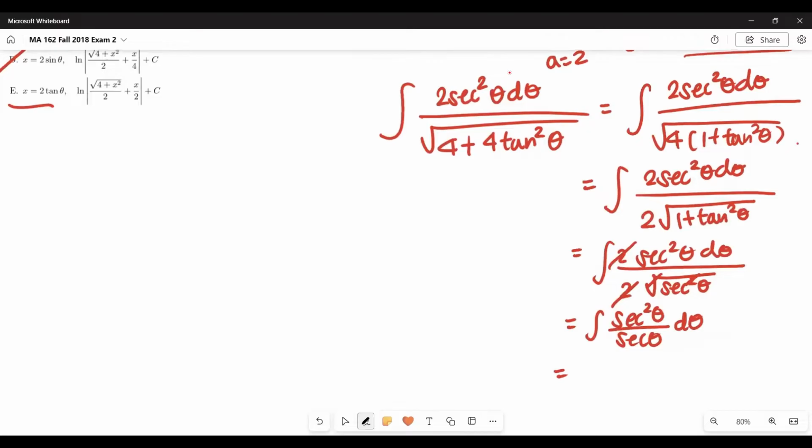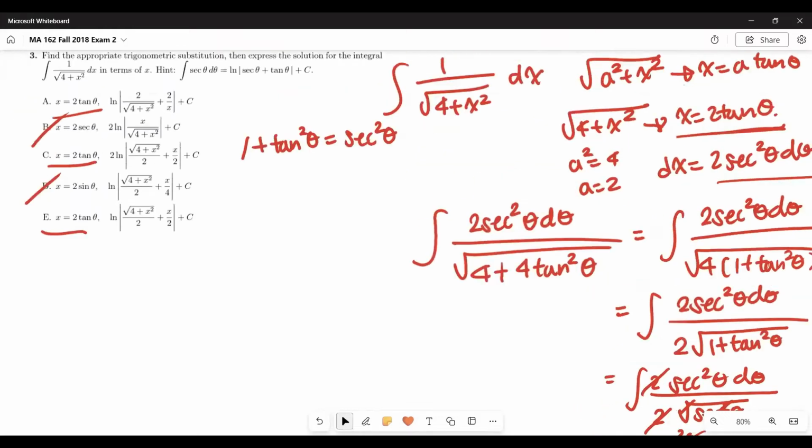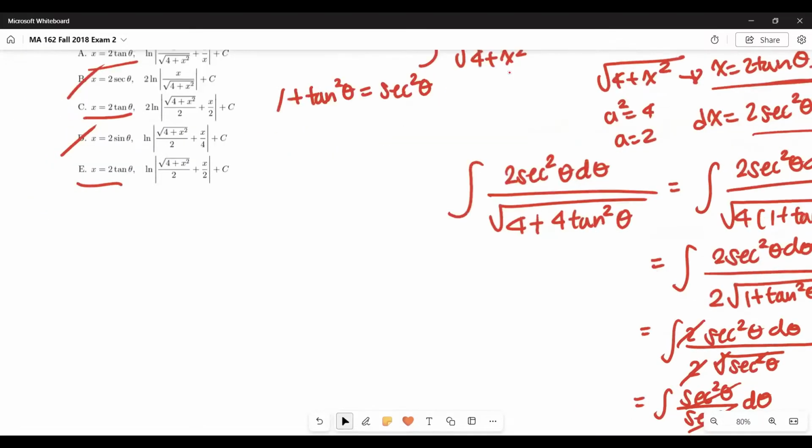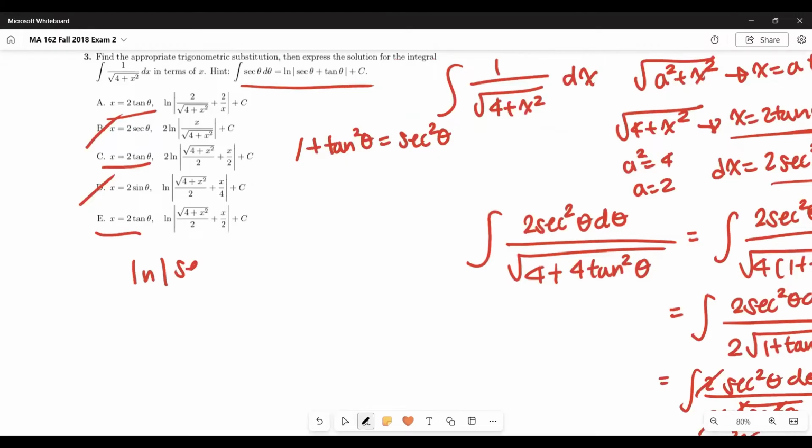And secant squared and secant can be cancelled out, so it's going to be just secant theta d theta. And let's look at our hint. Secant theta d theta is just ln secant theta plus tangent theta plus c, right? Okay, so we know x is equal to 2 tangent theta, right? Because eventually we have to write everything in terms of x. So if you divide this by 2, this becomes x over 2 equals tangent theta.